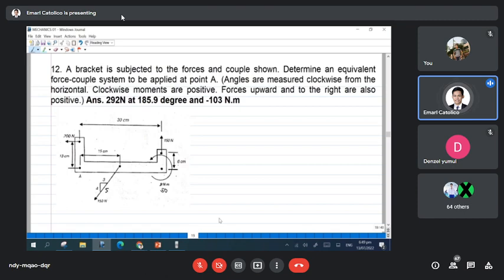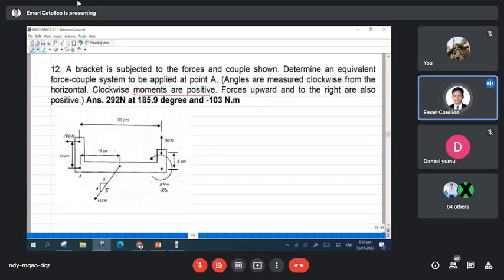Okay, number 12, a bracket is subjected to the forces and couples shown. Determine an equivalent force couple system to be applied at point A. Angles are measured clockwise from the horizontal. Clockwise moment are positive. So kung may indicated sa problem na dapat yung moment mo na clockwise is positive, i-consider mo yun, no? Para hindi ka magkagulo sa sign. Okay? Forces upward and to the right are also positive.